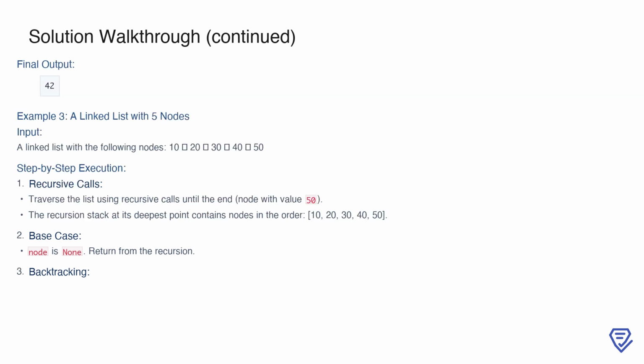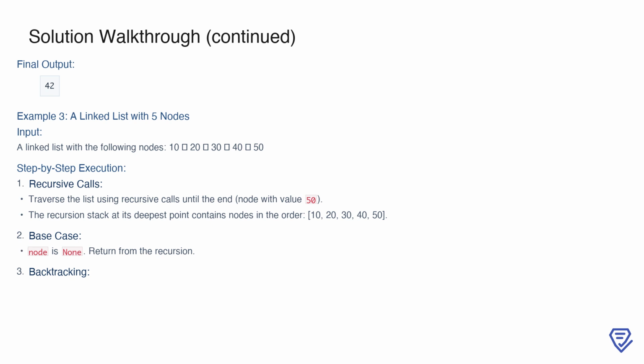For a more complex scenario, consider a linked list with 5 nodes: 10, 20, 30, 40, and 50. Here, the process of recursion plays out over multiple layers. We start by calling the reverse print function on the head of the list, which points to the node with value 10. The function continues making recursive calls, traversing from the current node to the next, until it reaches the last node with value 50. At this point, the recursion stack is fully built, and it holds references to the nodes in the order they were traversed: 10, 20, 30, 40, and finally 50.